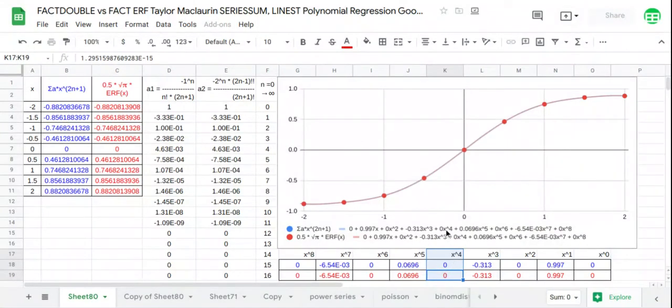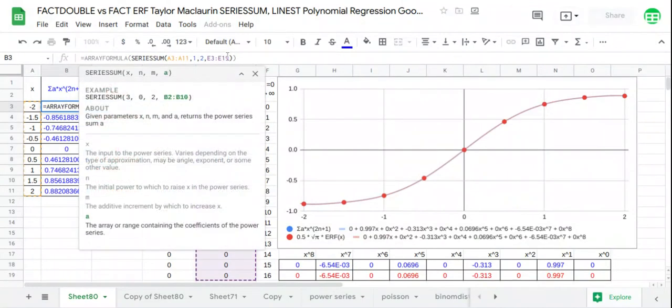Coefficient of x to the 4th, 0. Coefficient of x to the 5th, 0.0696. Coefficient of x to the 6th, 0. Coefficient of x to the 7th, minus 6.54 times 10 to the minus 3. Coefficient of x to the 8th, 0. So that's because we use the double factorial.